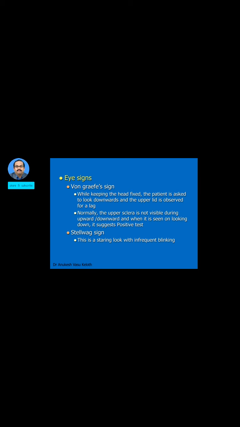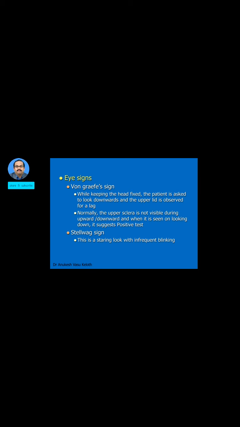So what we are looking for here is a lid lag. That is, when the person looks up and then down, if the upper lid lags behind the eyeball, then suddenly you will see that earlier you were not seeing the upper sclera, but now while looking downwards, the upper sclera becomes visible. So this means that the Von Graefe sign is positive.